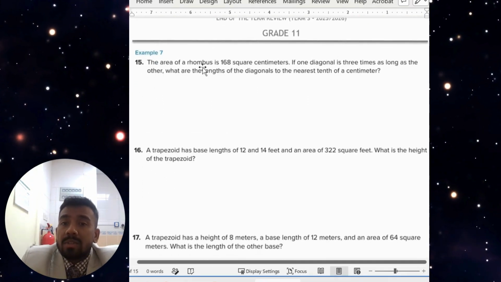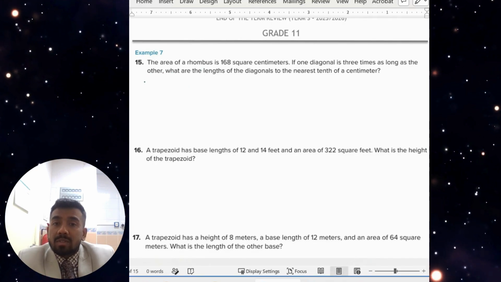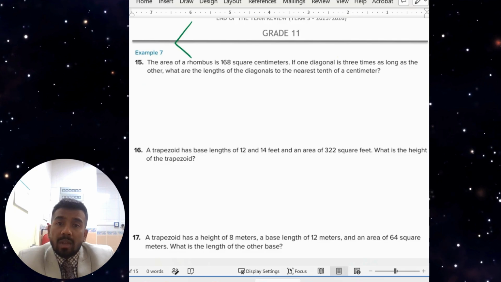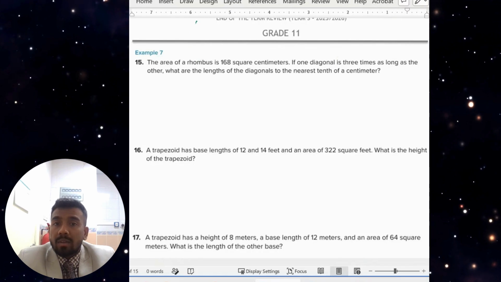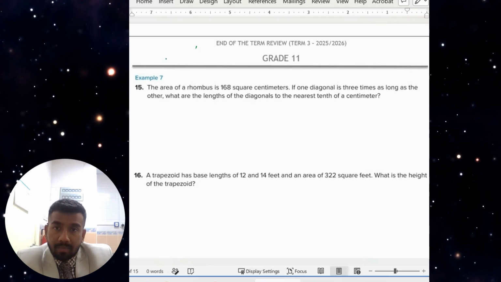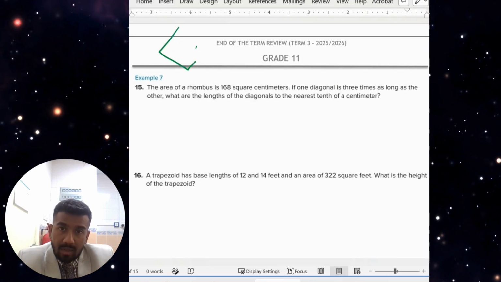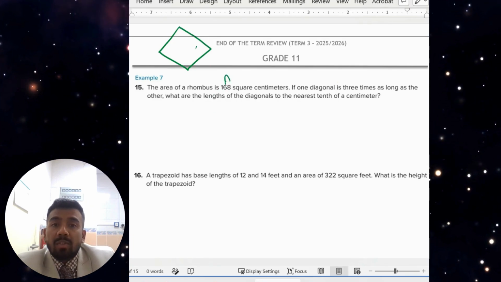Question 15. Okay, so what is this? The area of a rhombus. Now, what is a rhombus? A rhombus is like a square with all sides equal, like this. So that's a rhombus, you see. Okay. So what's given? The area is given for the rhombus.